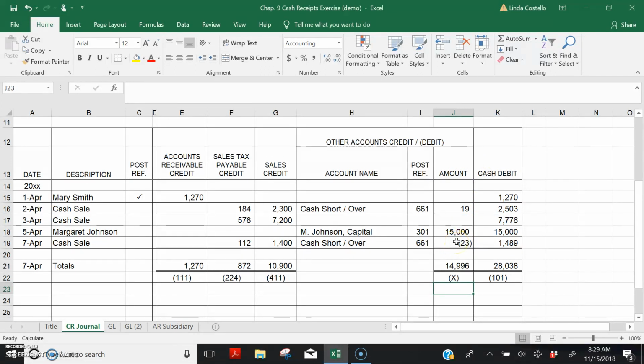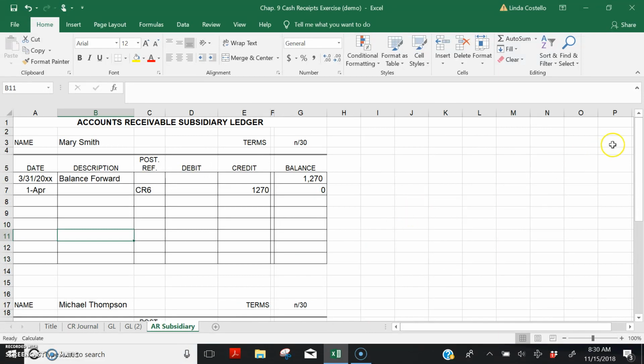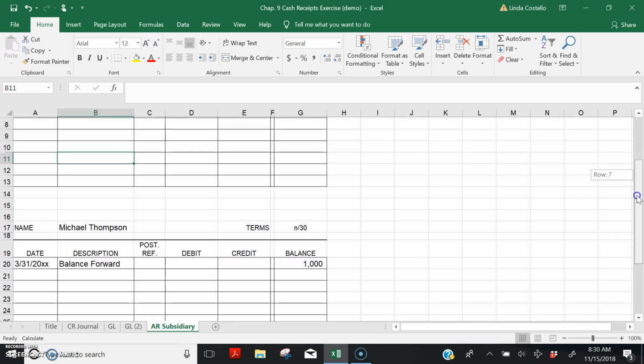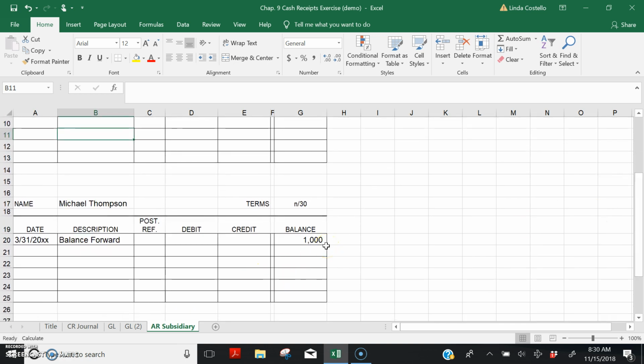There's one last thing we need to do before we finish accounting for cash receipts for the week. Does the total of the customer cards in the accounts receivable subsidiary ledger agree with the balance of accounts receivable in the general ledger? Let's check it out. Turn to the accounts receivable subsidiary ledger at the back of your worksheets. As you can see, Mary's balance is 0. Michael Thompson owes us $1,000. Does that $1,000 total balance from our customers agree with the accounts receivable in the general ledger?